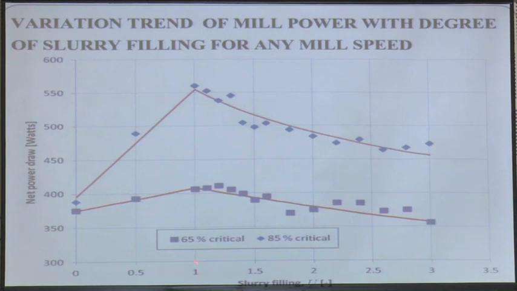So, corresponding to 1 at different speeds, see the trend: power is the max, and then as the filling increases, power comes down. So, for an overflow mill, you may be anywhere here. This is the trend. Now, the question is, this is understood, this is also understood, but why that?